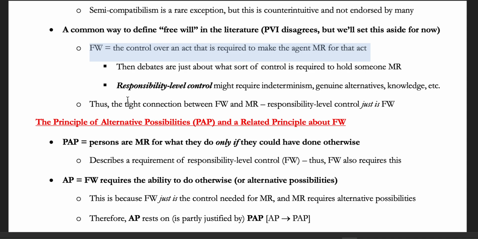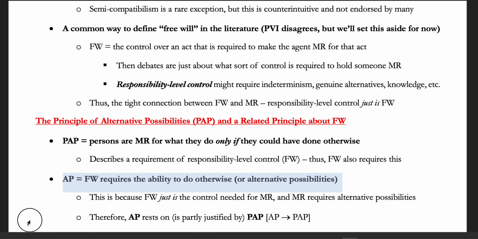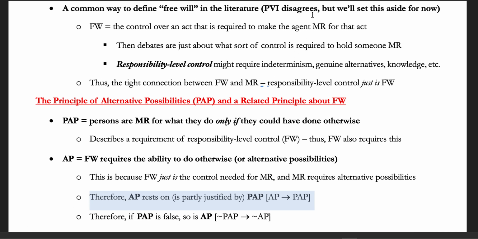So once you have this, you say, okay, that responsibility level control needs to involve the ability to do otherwise. Well, that's PAP. Responsibility, which requires some control, doesn't just require control, it requires the ability to do otherwise. That's part of the control it requires, and that's just PAP. Therefore, since free will just is the control you need for responsibility, free will also requires the ability to do otherwise.